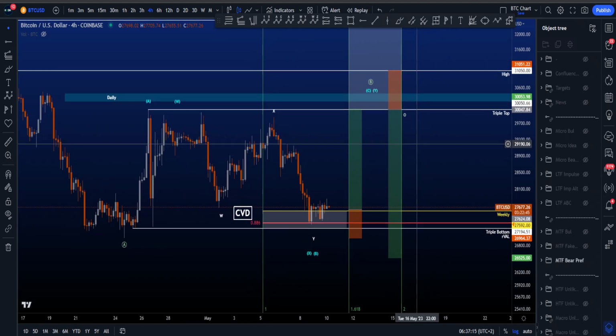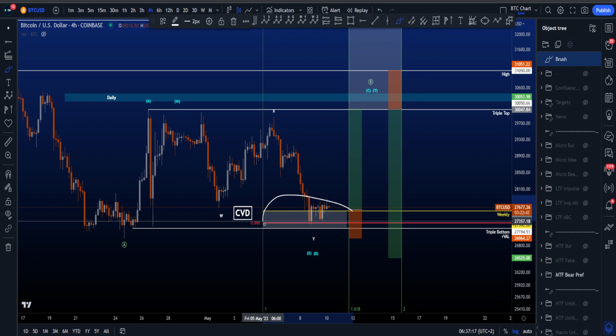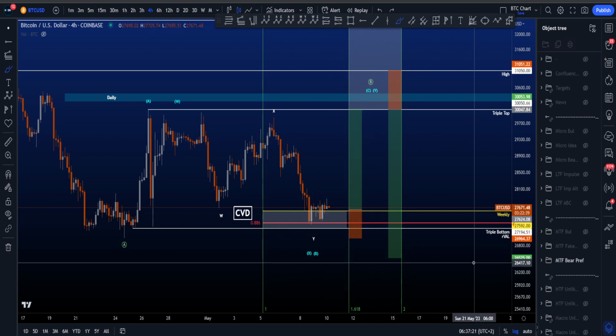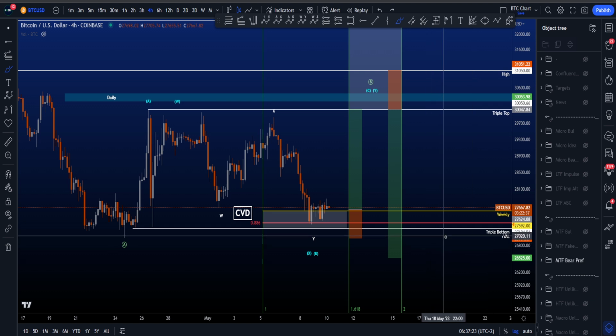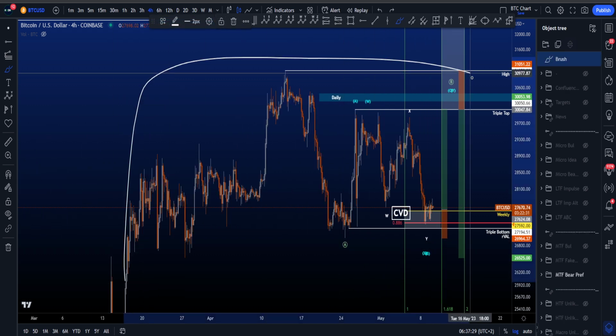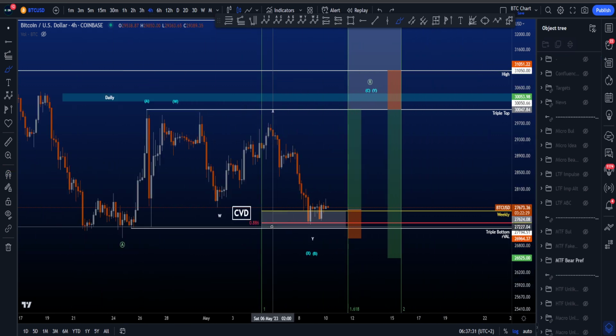Now, as it stands right now, price is bouncing in the target area that we already have for a while, which is the white box between 27.6K and 27.2K, which includes a weekly triple bottom, also the range value area low of this whole range. So it's a little bit of a bigger pool than I've done previously.